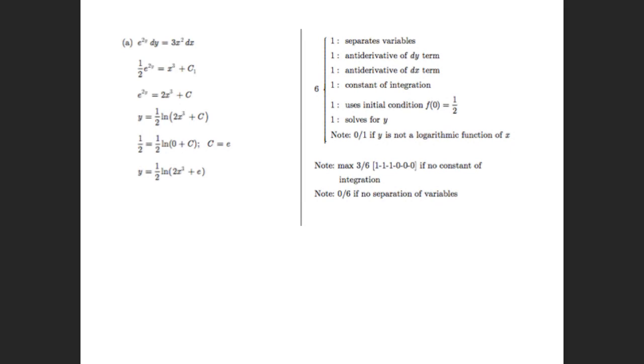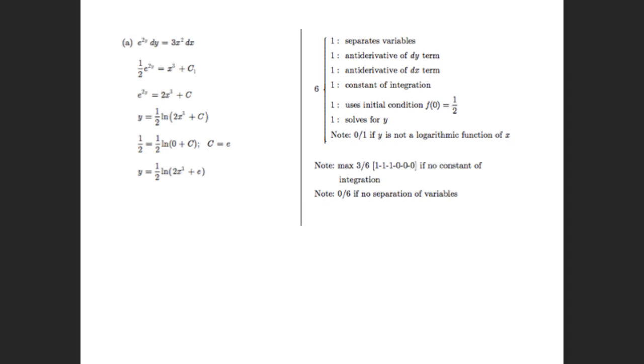And, you know, you get 1 point for separating the variables, 1 point for taking the antiderivative in terms of y, 1 point for taking the antiderivative in terms of dx. So those are all easy points to get. 1 point for coming up with c to be e, and then another 2 points for solving for y. y is equal to 1/2 natural log of 2x to the third plus e. So that is a 6-point problem on an AP test.